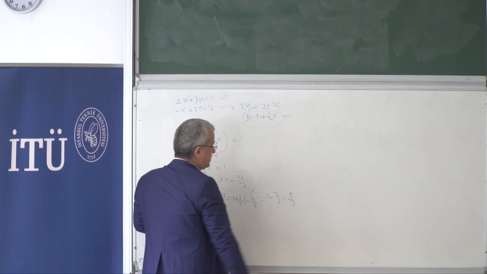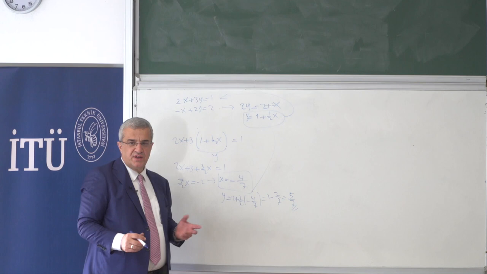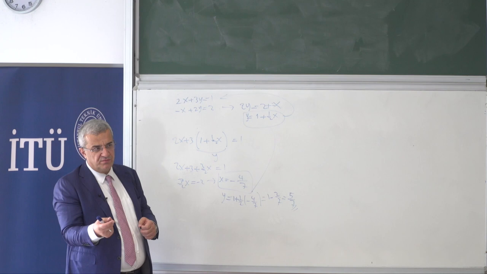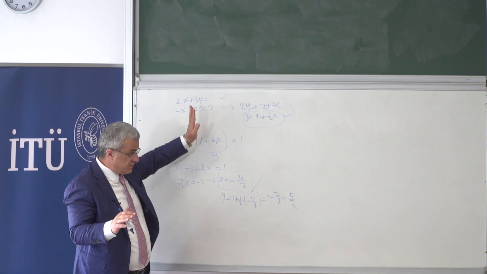Okay? So when you have three equations, let's do also one example on three equations. So it's easy, right? You don't need any methodology. When you have two equations, two unknowns, you just solve one from one of the equations. You could start from here as well. It doesn't make any difference. Okay?